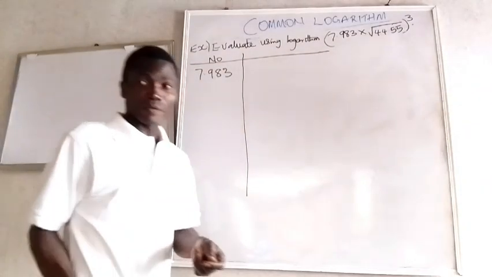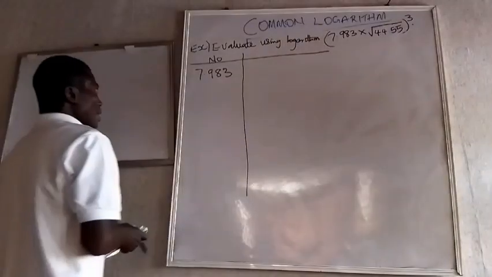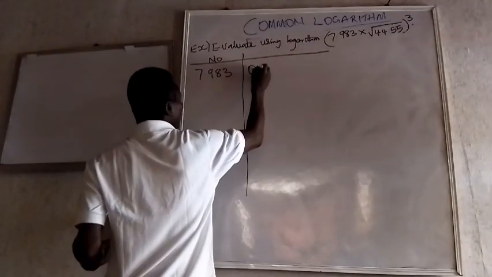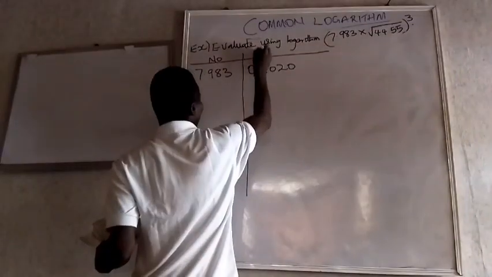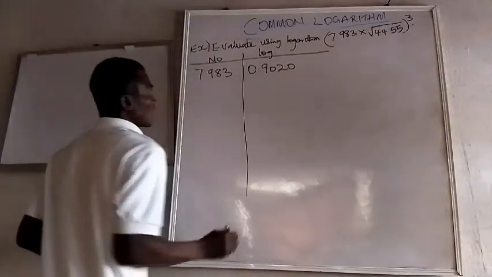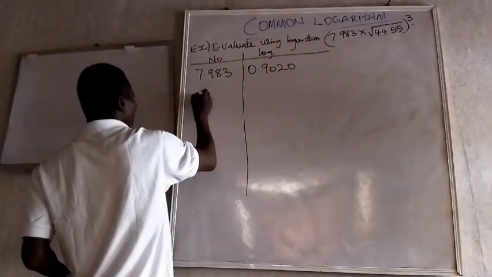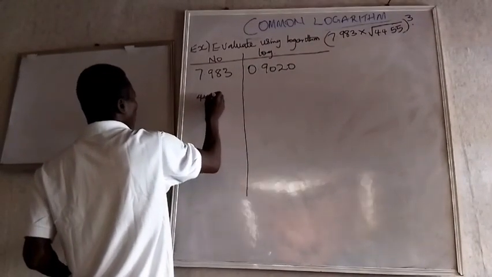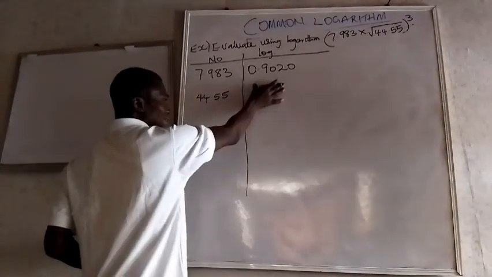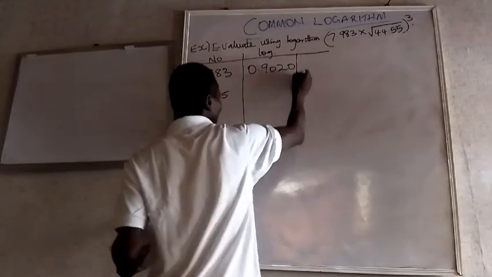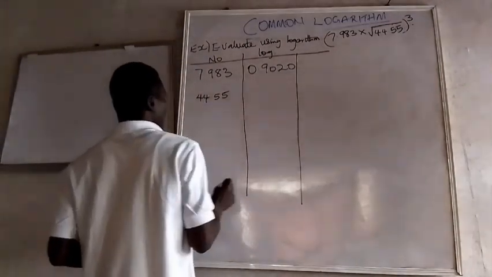Let's find the logarithm of that. That is 0.9020. Sorry, this is the logarithm. Now, that part, we have 44.55. We cannot add it directly. Why don't we make the log of this one and put it in so that we can bring our final answer to this side?